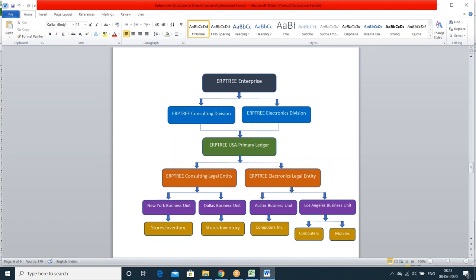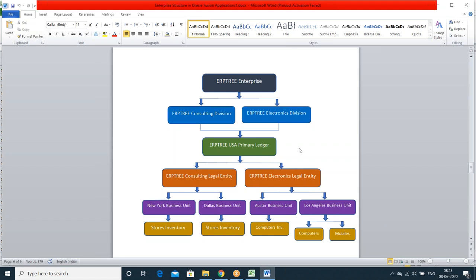Here I take a simple example. The client is doing their business in the US, and the client is doing two different types of businesses, two verticals of business. What businesses is the client doing? Consulting business and electronics business. Now the types of businesses, the verticals of business, you can take as divisions. The enterprise is the ERP3 enterprise. The client is doing business in one country.